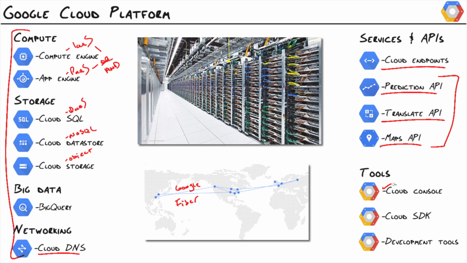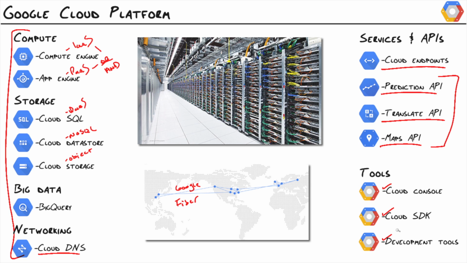We have the Cloud Console, which lives at cloud.google.com and allows us to manage all the different aspects and all the different products and services and APIs you see here graphically. We have the Cloud SDK, which contains many command line utilities that we can use locally to work with all of these products and services.